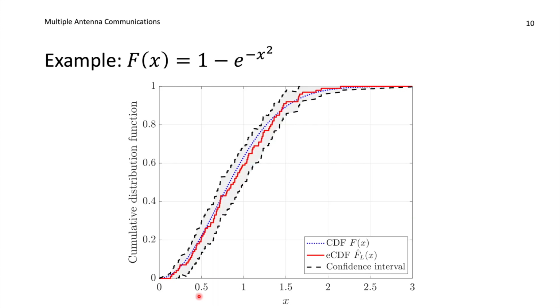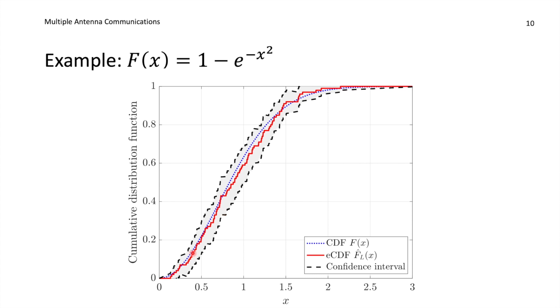Here is a final example of this. The true cumulative distribution function that we are considering here for a Rayleigh distributed random variable is 1 minus e to the power minus x squared. So we show x on the horizontal axis and the cumulative distribution function here between 0 and 1. And the true value is this blue dotted curve.